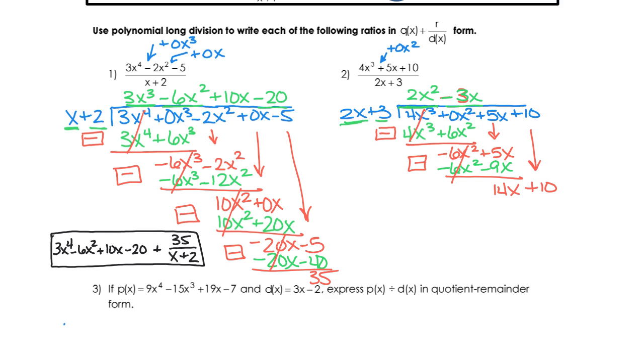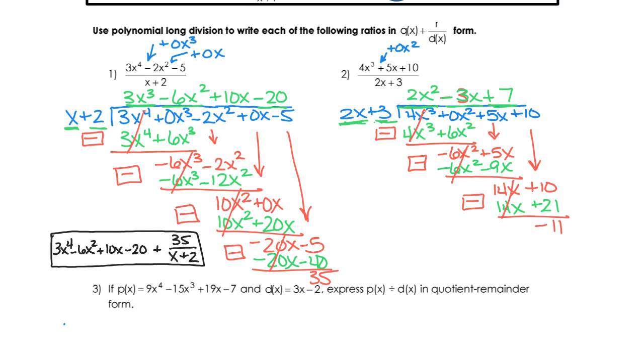And up at the top, we need a positive 7. So that's 7 times 2x is 14x. And 7 times 3 is 21. We'll go ahead and subtract. And the first set of terms cancel, leaving us with 10 minus 21, which is negative 11.